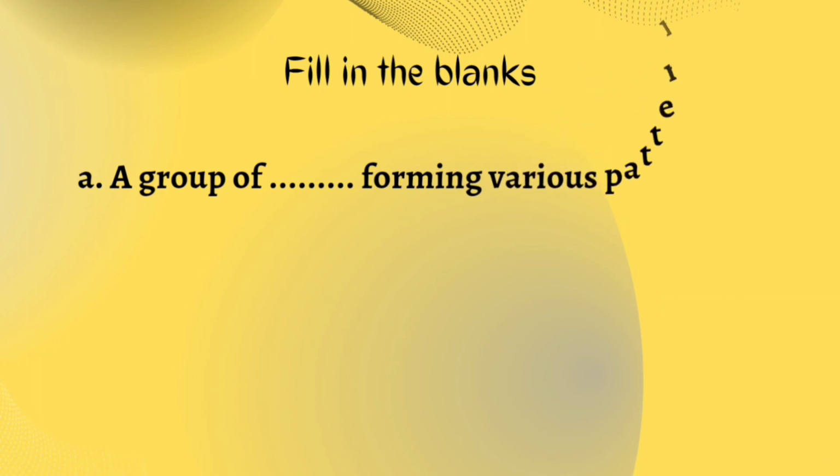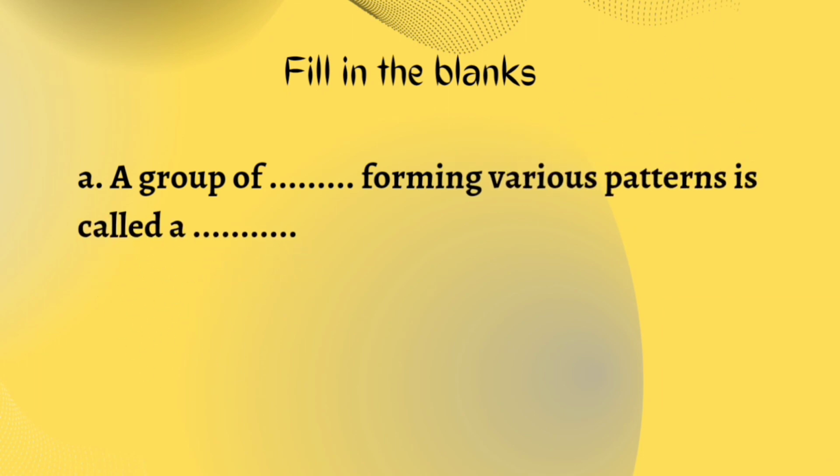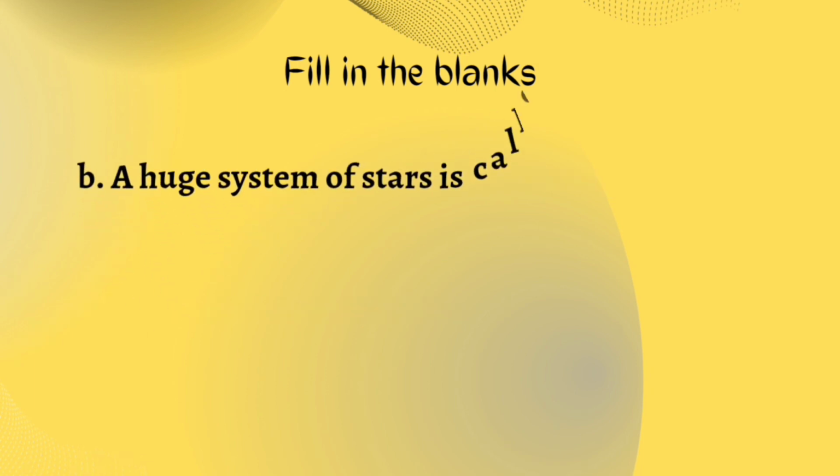Moving on, next section is fill in the blanks. First question, A. A group of dash forming various patterns is called a dash. The answer is: a group of stars forming various patterns is called a constellation. So you have to write stars and constellation in the blanks. Next question, B. A huge system of stars is called dash. A huge system of stars is called a galaxy. So the answer is galaxy.